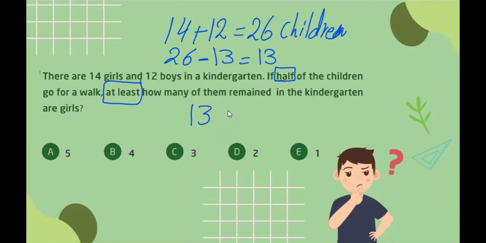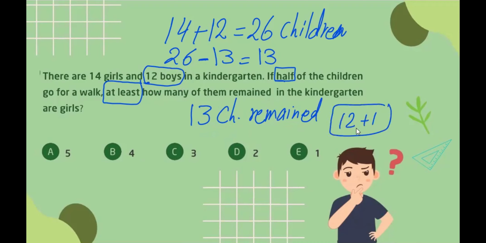So we have 13 children remained. In this case, if we count the whole 12 boys, the least number of girls remained is 1. So 12 boys plus 1, because he said the least. So the smallest number of girls remained is 1 girl. Okay, let's go to the next problem.